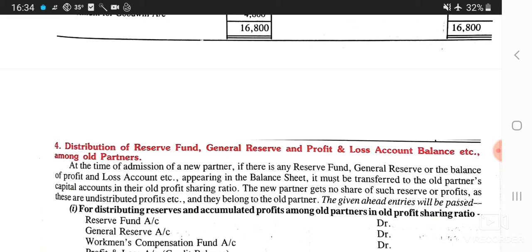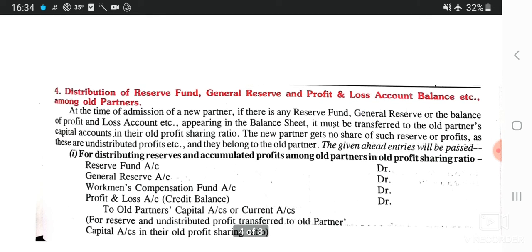Next topic is the distribution of reserve fund, general reserve and profit and loss account balance, etc. among old partners. At the time of admission of a new partner, if there is any reserve fund, general reserve or the balance of profit and loss account appearing in the balance sheet, it must be transferred to the old partners' capital accounts in their old profit sharing ratio. The new partner gets no share of such reserve or profit, as these are undistributed profits, etc. and they belong to old partners only.